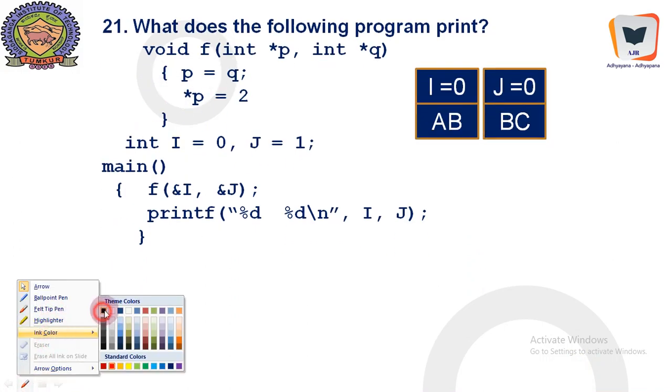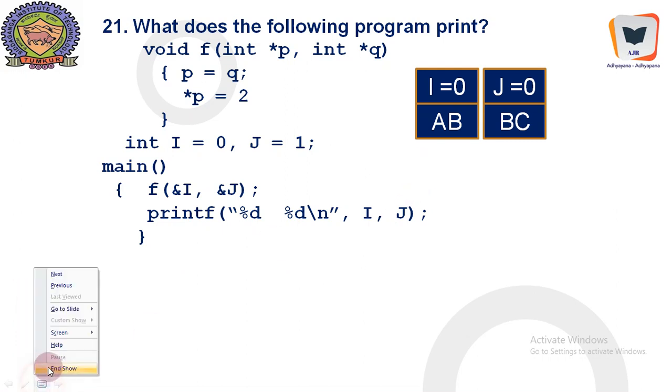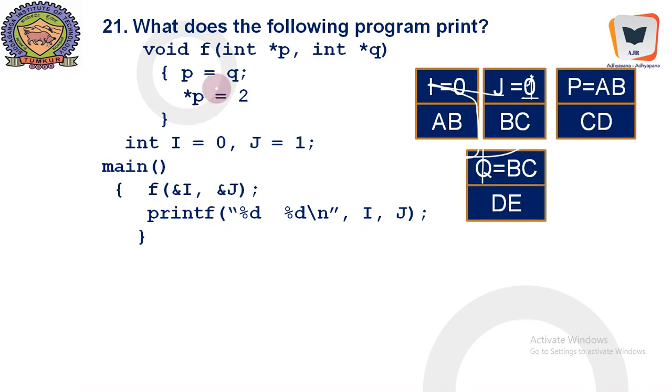j equal to 1, and its address is BC. This is what happens. And p equal to AB. So p will take the address of i. The address of i is AB, so p will be equal to AB, and p as a pointer has its own address, CD. Even a pointer has an address.